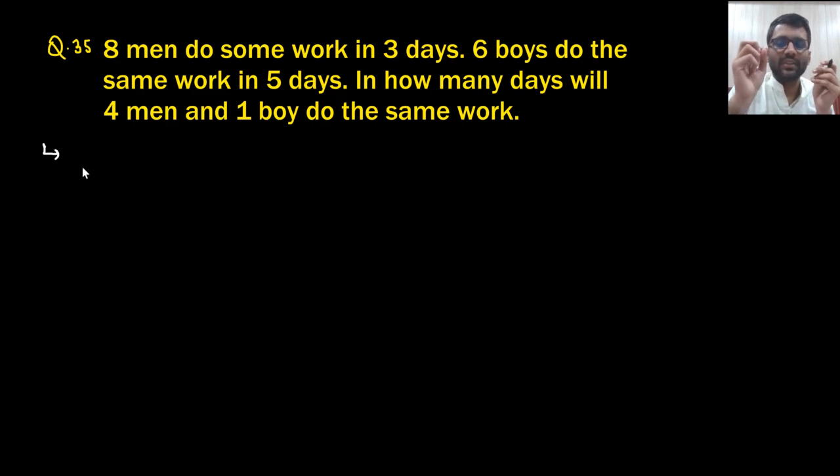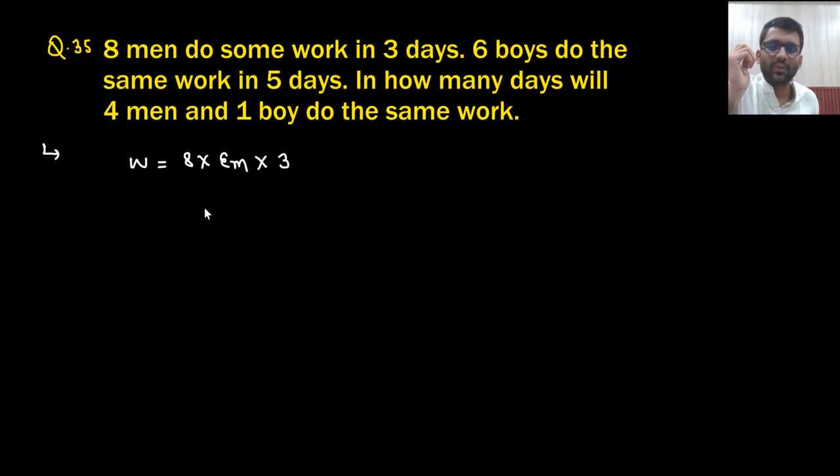8 men do the same work in 3 days. So the work is, if 8 men work with their full efficiency for 3 days, this is the work. 6 boys do the same work in 5 days. What is the work? 6 boys working with their full efficiency for 5 days. In how many days will 4 men and 1 boy do the work? Okay, so their separate efficiency is also given.